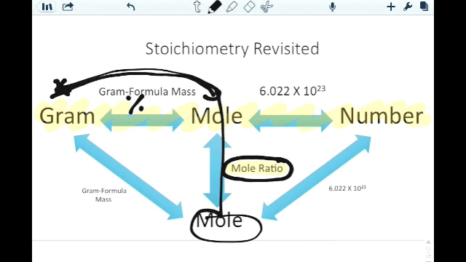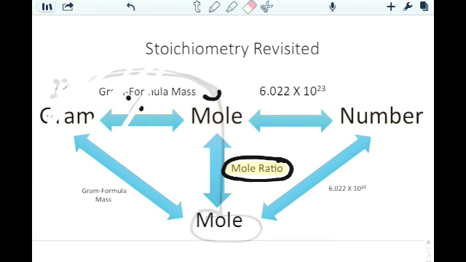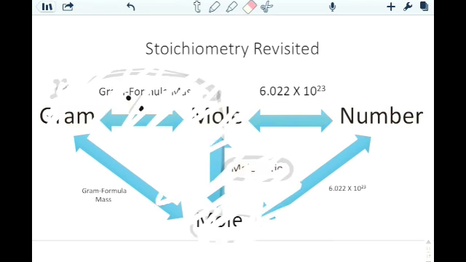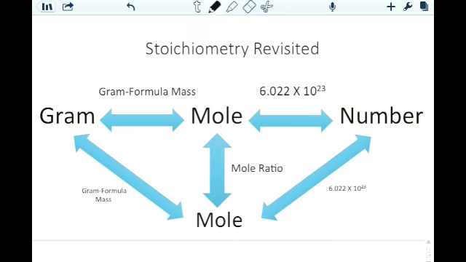So I started with grams of a substance, and I wanted to figure out, we'll say this is grams of A, and I wanted to convert to grams of B. So A is anything. Okay, it's in the chemical equation. It's the first thing that you start with. It's the number that it gives you.